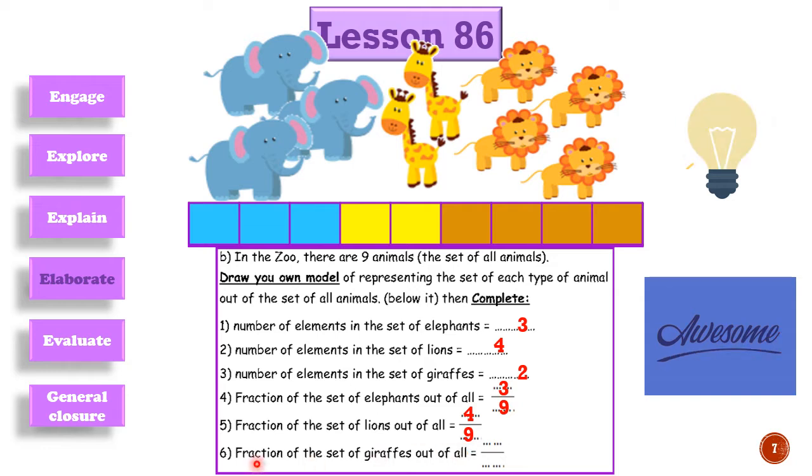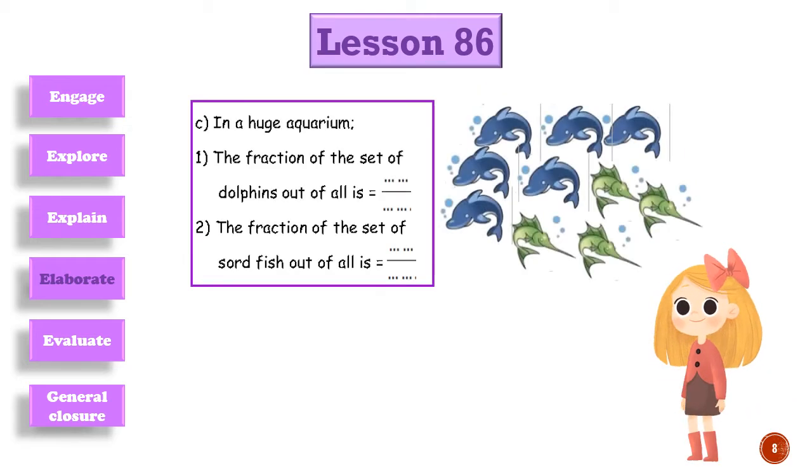Okay, now let's go to fraction of the set of giraffes out of all. All will be 9 in denominator. And how many giraffes here? Yes, it will be 2. 2 giraffes out of all, 2 out of 9. It will be 2 in numerator. It will be 2 ninths. Good job. In this exercise, we have a huge aquarium, dolphins, and swordfish.